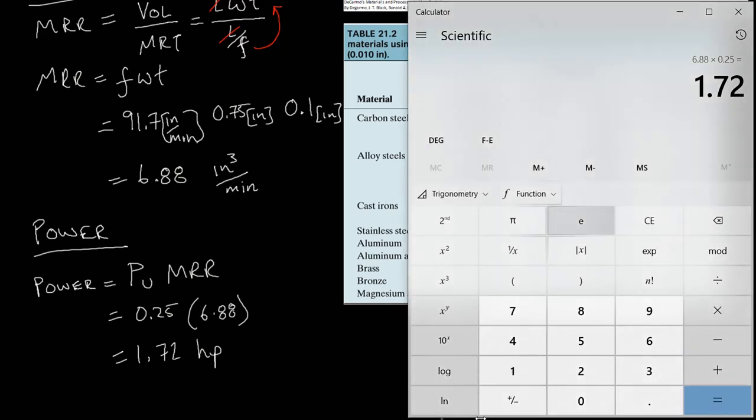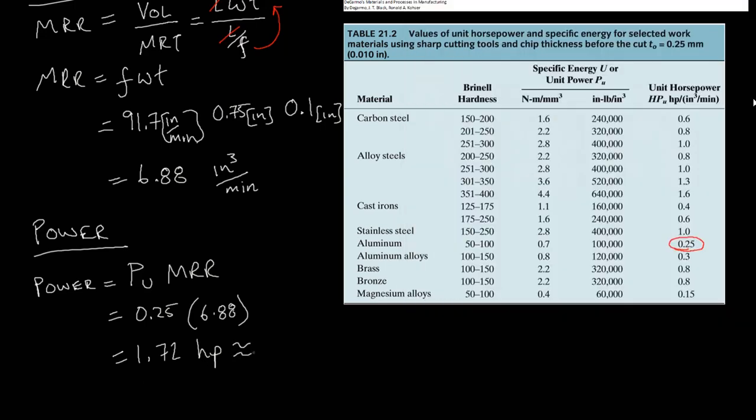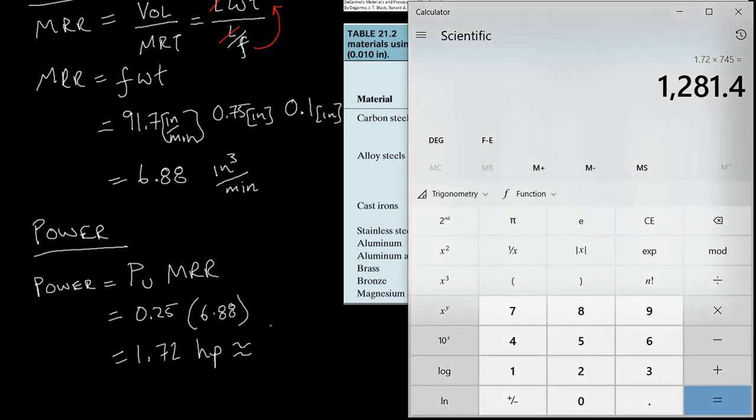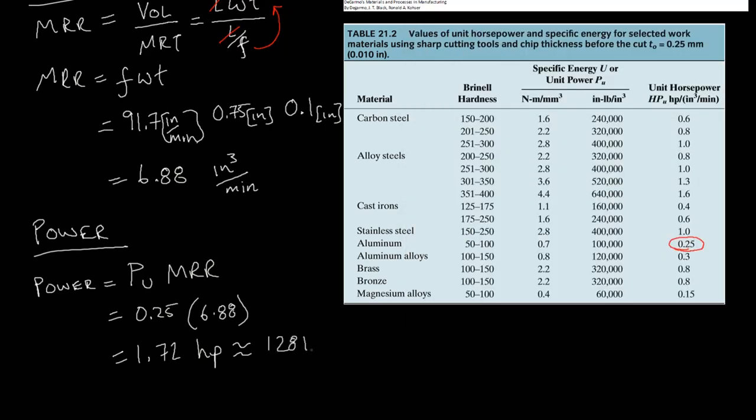horsepower. Okay, now I remember how many watts are in a horsepower, so it's times 745. So we would need roughly, what was it, 1281 watts. All right, so that's a fairly large number, so this is really hogging it out at quite a rate. You might see the lights dim with this one.